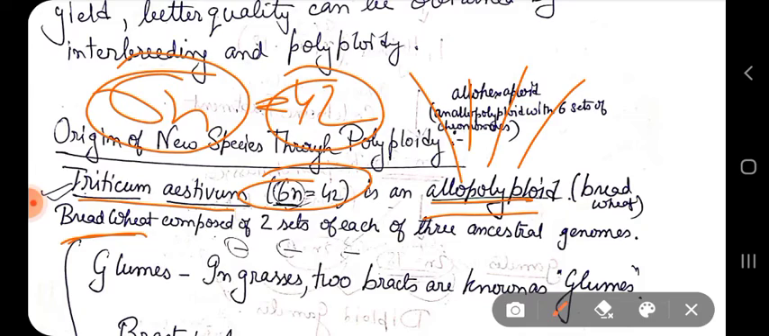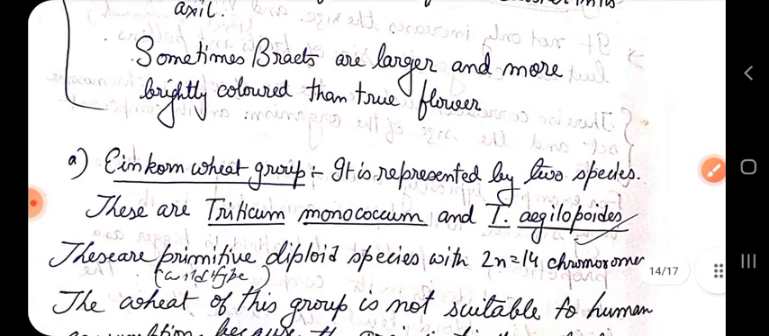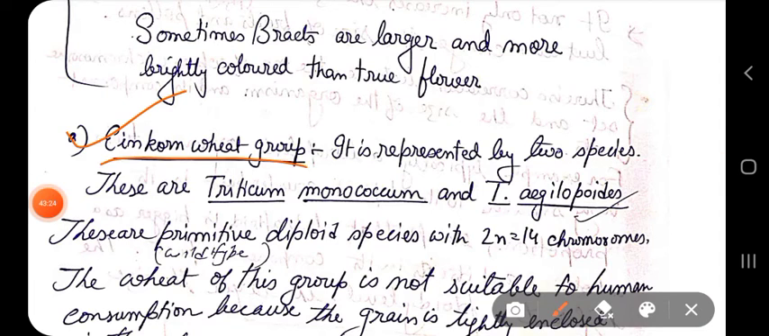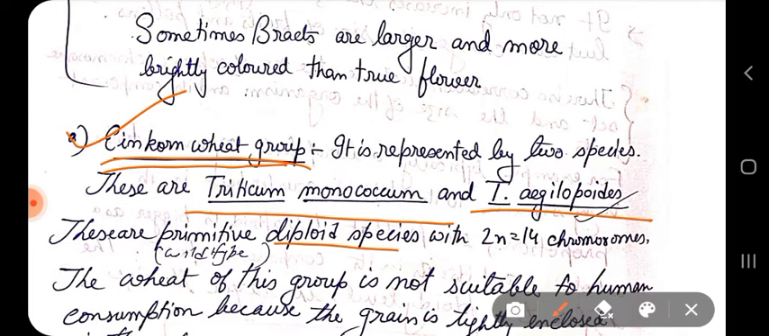How is it possible? Let us see the two wheat groups that we want to discuss. First is the Einkorn wheat group. The Einkorn wheat group is represented by two species, Triticum monococcum and Triticum aegilopoides. These are the wild type diploid wheat. Wild type means primitive or dominant. It has 14 chromosomes in its diploid condition.